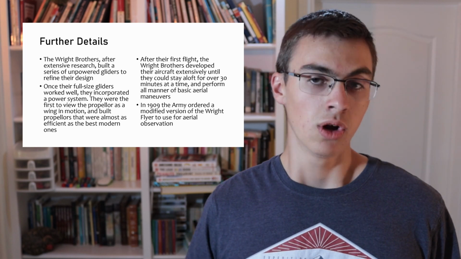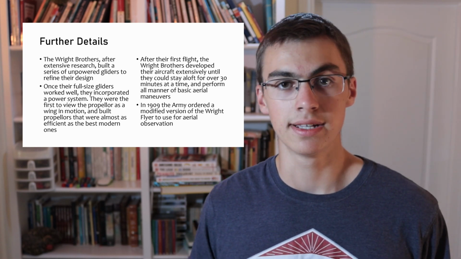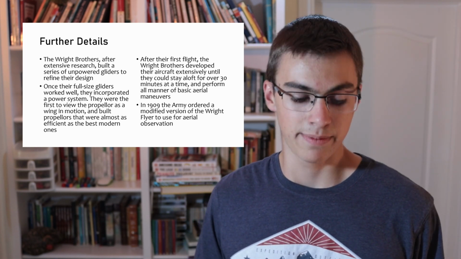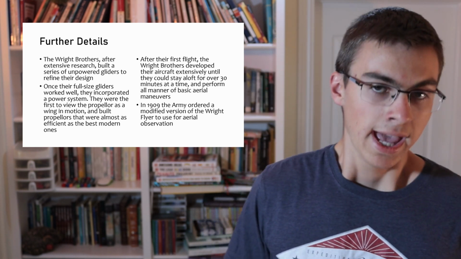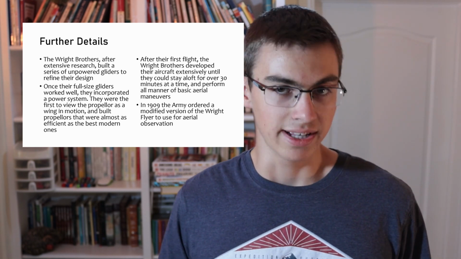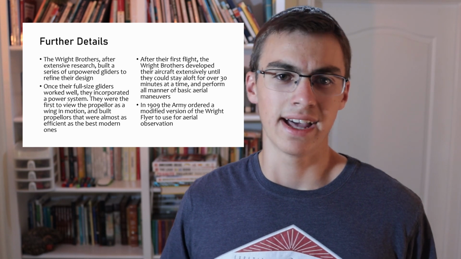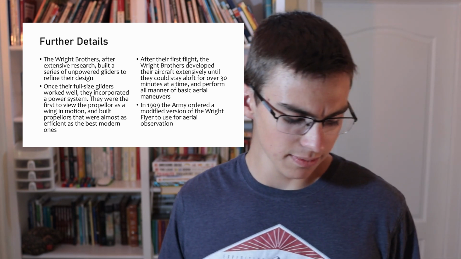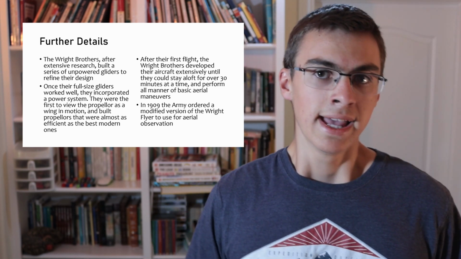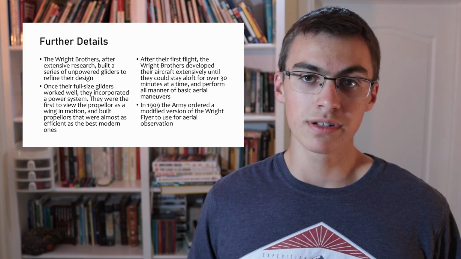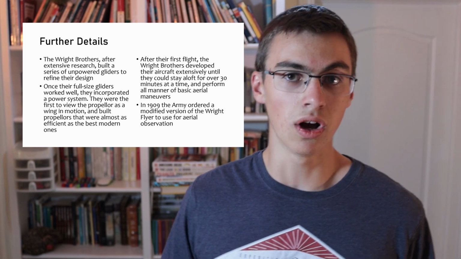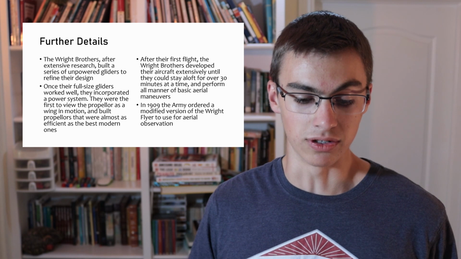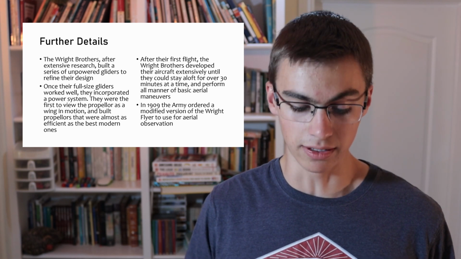Their propellers were actually a big innovation because the Wright brothers were the first to view the propeller as a wing in motion. And so that's really the right way to think about it. It's not like a screw or anything like that. That was how some people were previously thinking about it. But they thought of it as a wing in motion, and that really helped them to make more efficient propellers. And their propellers were almost as efficient as modern propellers, which is really impressive for the very first propellers.